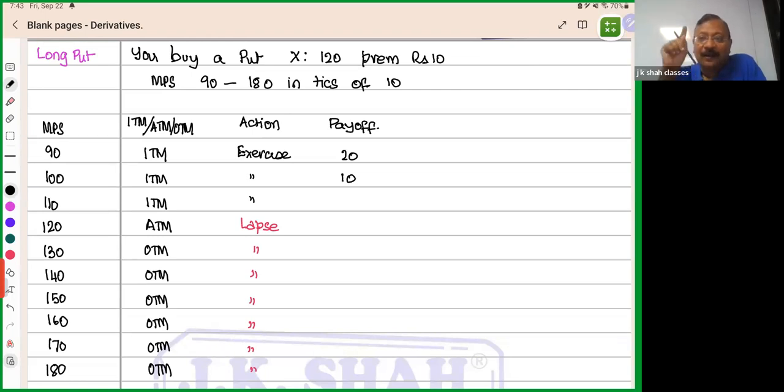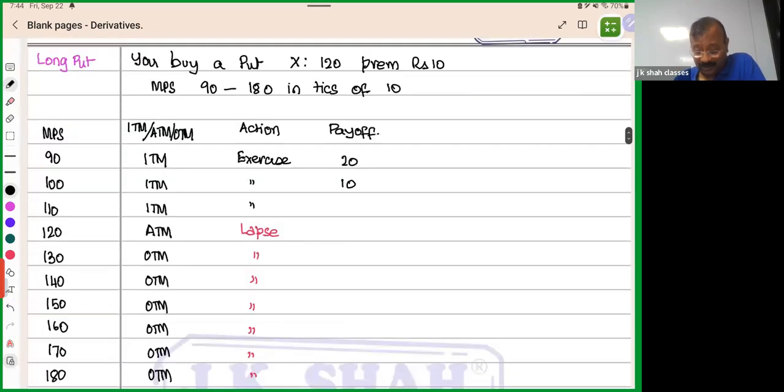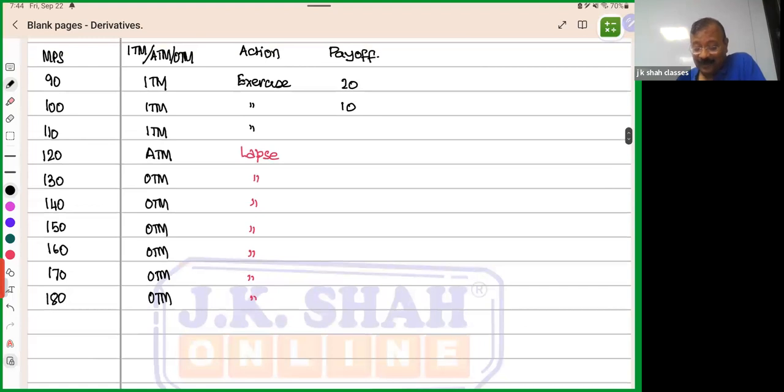No. Nidhi, what did I say? Look at the earlier place where I wrote ATM and OTM. Where is the ATM point? ATM is at the place where strike price equals market price. Do not confuse ATM with break even. Now let us see. At 110, what will be your payoff? Nidhi, here, this is my break even, like you said.